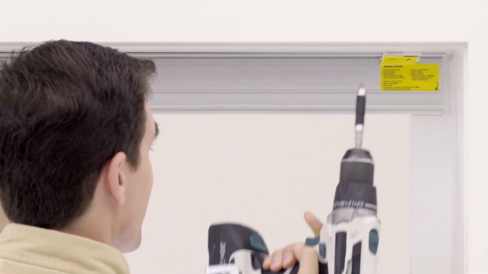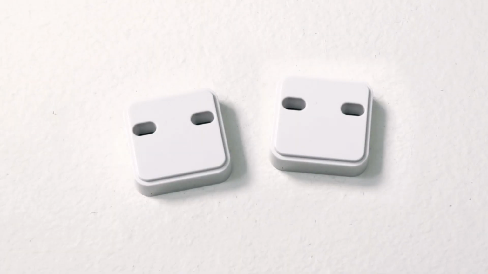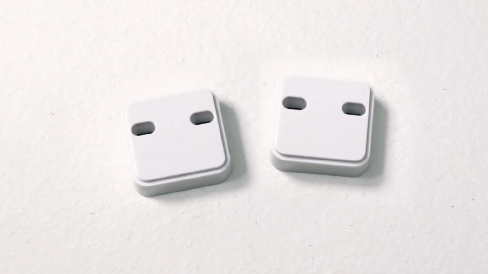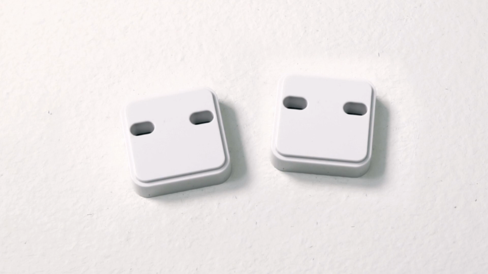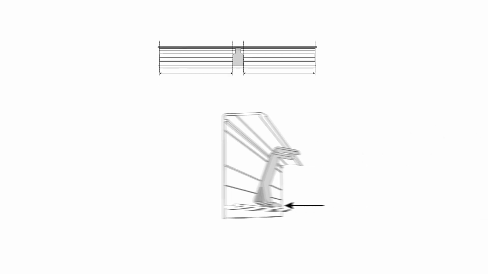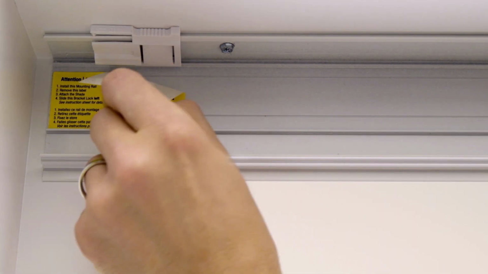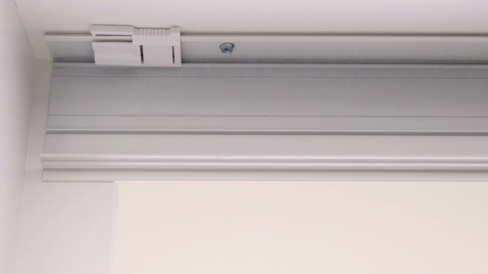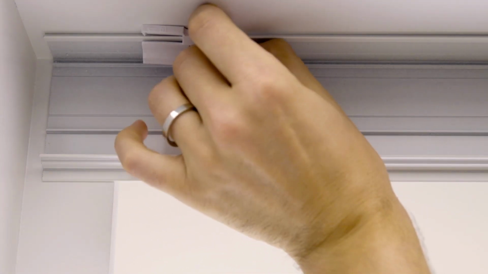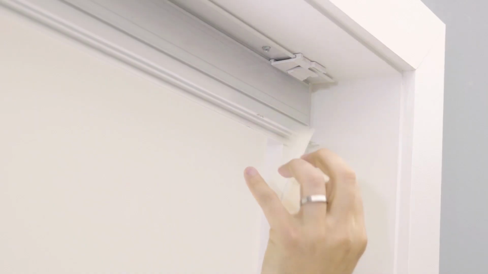If you're installing the shade above the trim, place the included spacers behind the mounting screws to provide additional clearance as the shade lowers. If your shade is 48 inches or wider, you'll need to install the included center support. Position the center support in the middle of the mounting rail and lock it into place. Next, remove the bracket lock labels on either side of the mounting rail and position each one at least 1.5 inches towards the center of the mounting rail.